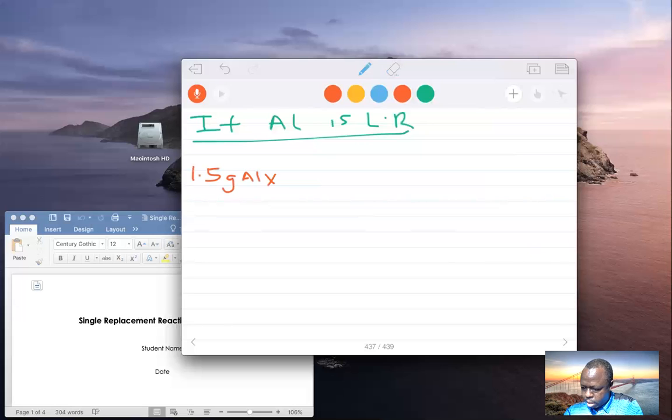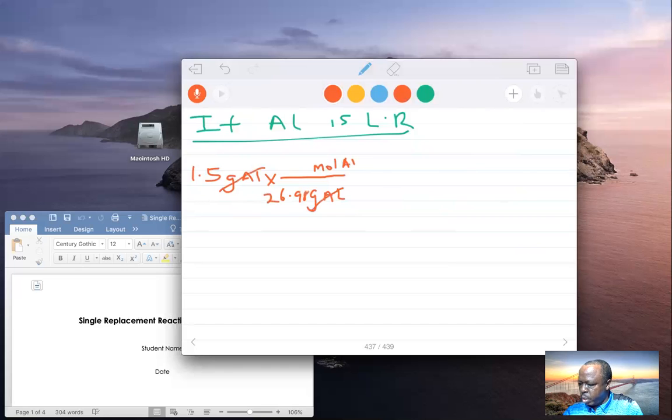This is the grams of aluminum here. I want to find the number of moles, so here will be moles of Al. The molar mass is 26.98. Aluminum will cancel. After that point, I have changed the 1.5 grams of aluminum to moles of aluminum.